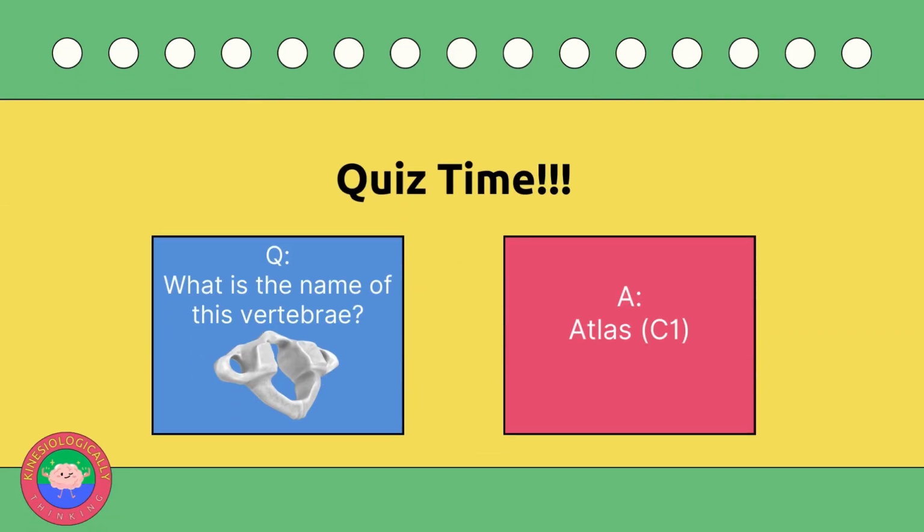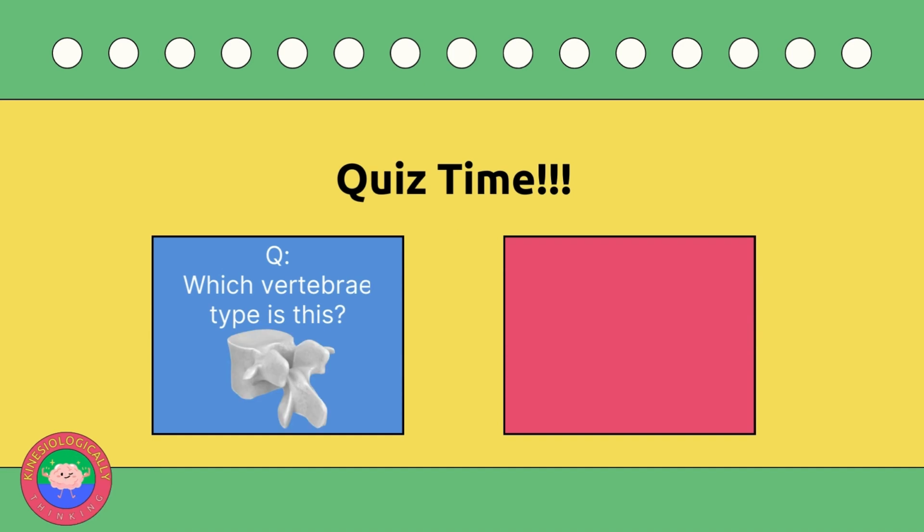If you put down Atlas or C1, you got it right. Great job! A good way to remember this one is it's lacking that distinct spinous process and vertebral body. Final question, which vertebrae type is this? The correct answer is the lumbar vertebrae. Hopefully you identified this through its large vertebral body and moose-shaped head.